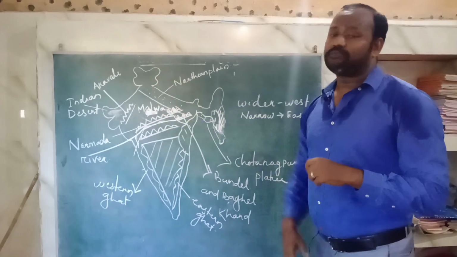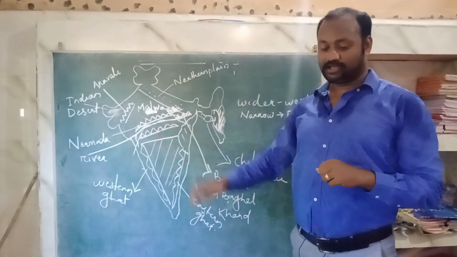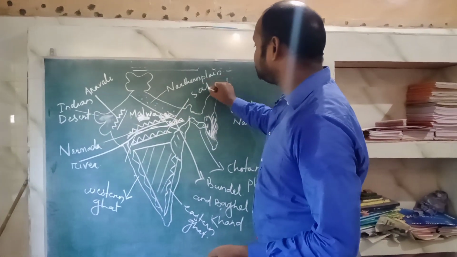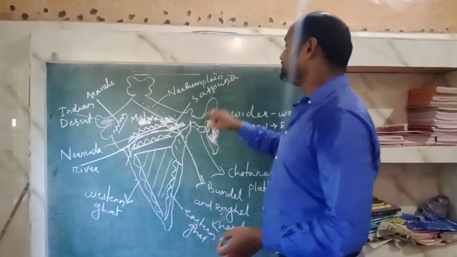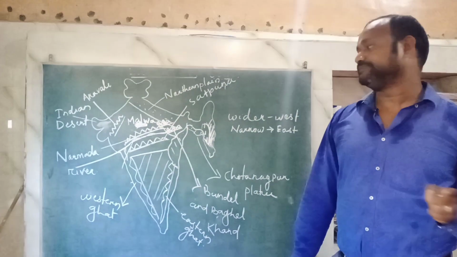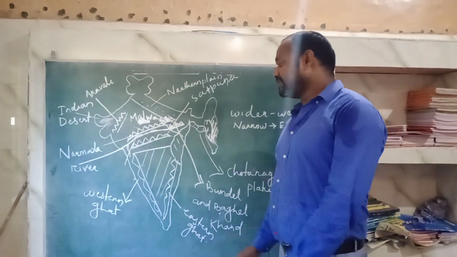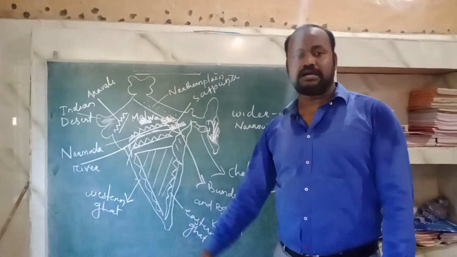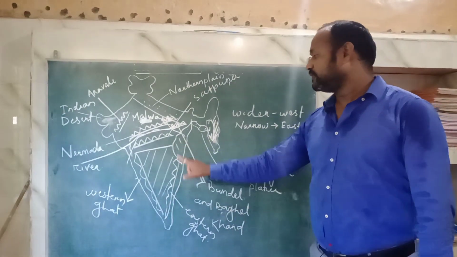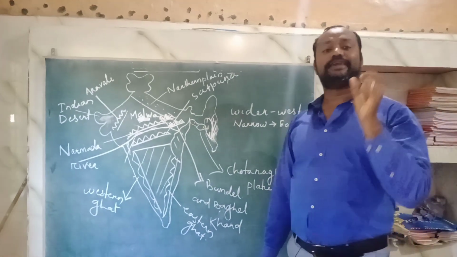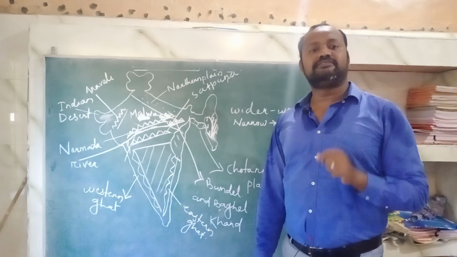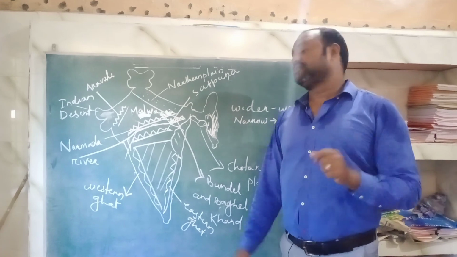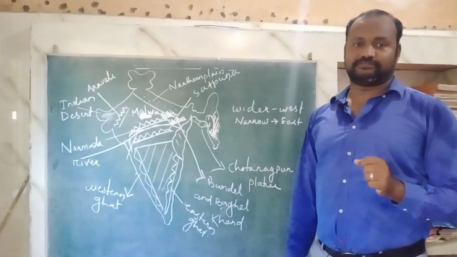In the north of the Deccan Plateau, we have the Satpura range. Here you can see this is the Satpura range in the north. In the east we have the Eastern Ghat, and in the west we have the Western Ghat. In the eastern extension we can see some hills like the Mahadev Hills and Kaimur Hills, which are found in the eastern extension of it.